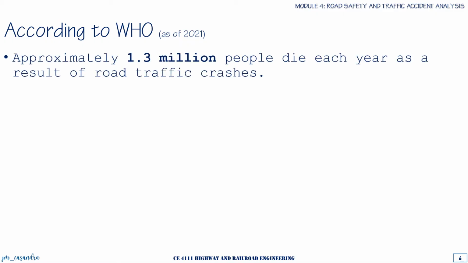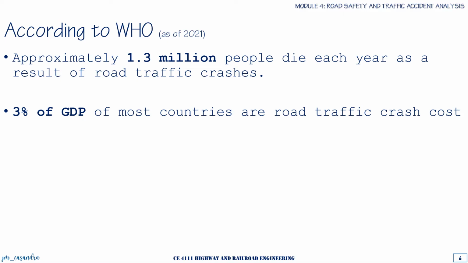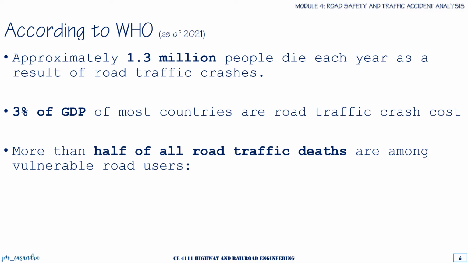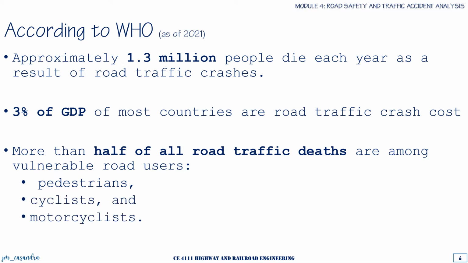So according to the WHO or the World Health Organization, as of 2021, approximately 1.3 million people die each year as a result of road traffic crash or road traffic accident. 3% of the gross domestic product of most countries is used for road traffic crash. And then, more than half of all road traffic deaths are among the vulnerable road users. So who are these vulnerable users? They are the pedestrians, the cyclists, and motorcyclists. So these are the road users that would most likely have no protection or minimal protection from accidents.